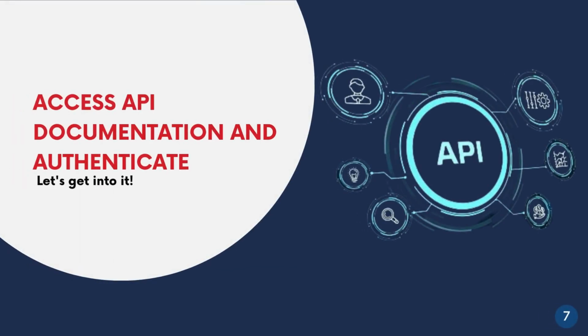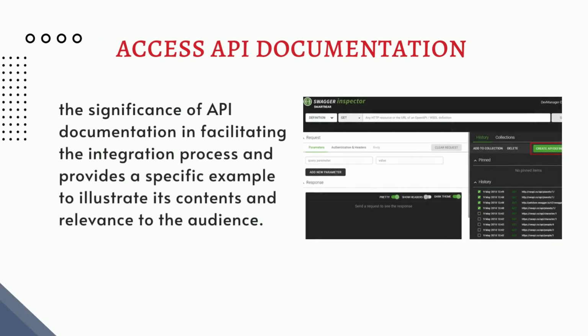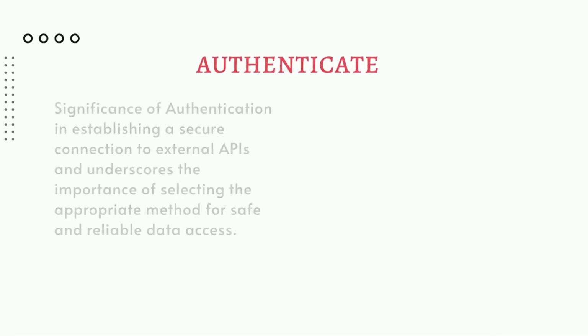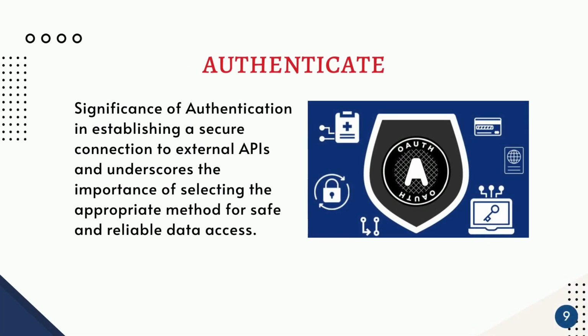Then we have access API documentation and authenticate. Access API documentation: the significance of API documentation in facilitating the integration process, and providing a specific example to illustrate its content and relevance to the audience. Authenticate plays a significant role in establishing a secure connection to external APIs and underscores the importance of selecting the appropriate method for safe and reliable data access.